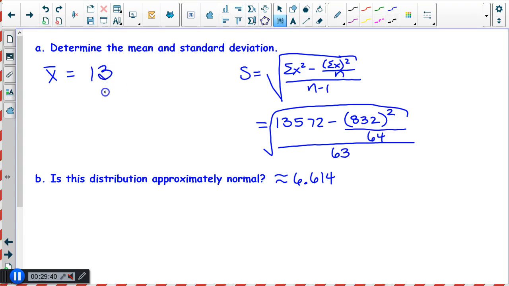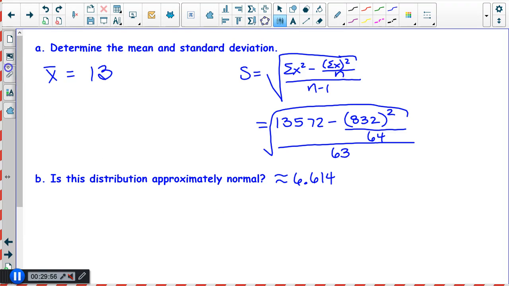Okay? What was your mean? Oh, yeah. I didn't get it. The mean is 13. Yeah, and this is 6.614078299. So you're right. You can round this. So is this distribution approximately normal?